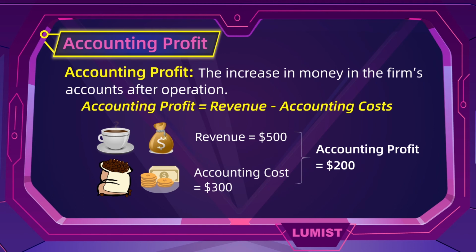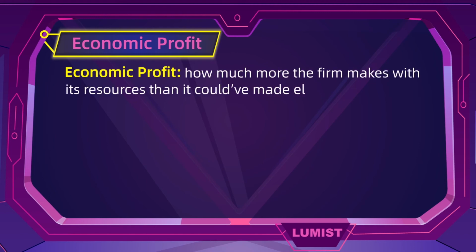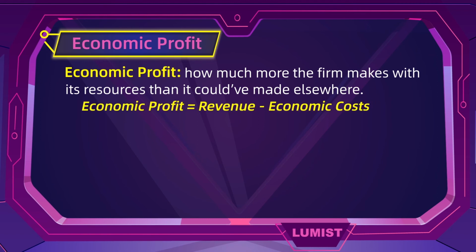profit left over. On the other hand, economic profit deals with how much more the firm made with its resources than it could have made elsewhere. For example, what else could we have done this month with our resources, such as our time and energy, instead of running this coffee shop? Let's say that we could have made $150 doing something else. So we have an implicit cost of $150.